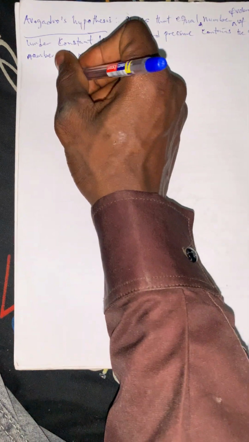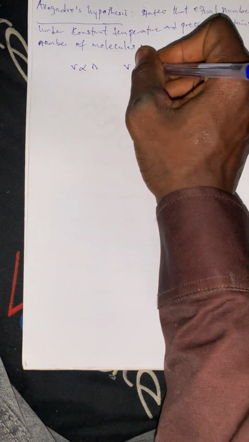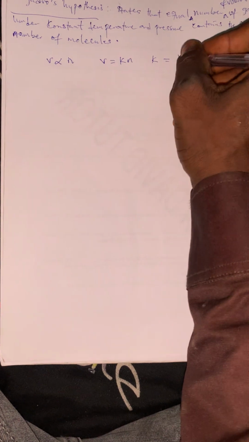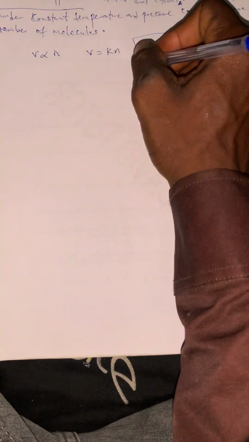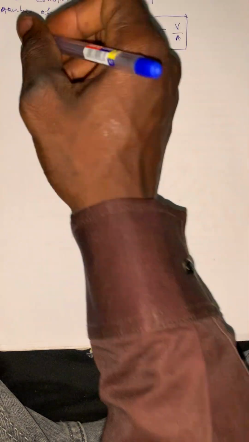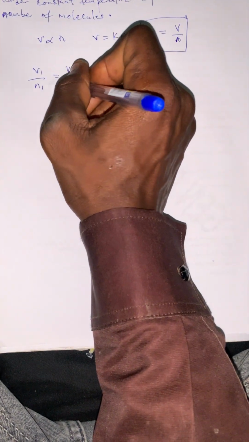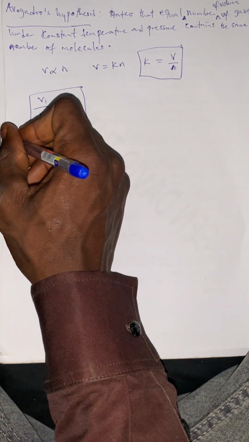That's Avogadro's law. That shows that the volume is directly proportional to what? To the number of molecules or number of moles. So removing the proportionality constant and making k the subject of the formula, that's V over N. If you have more than one, you have V1 over N1 equal to V2 over N2, according to Avogadro's hypothesis.